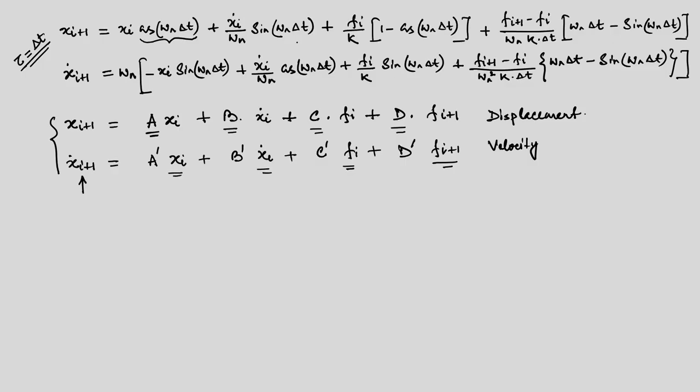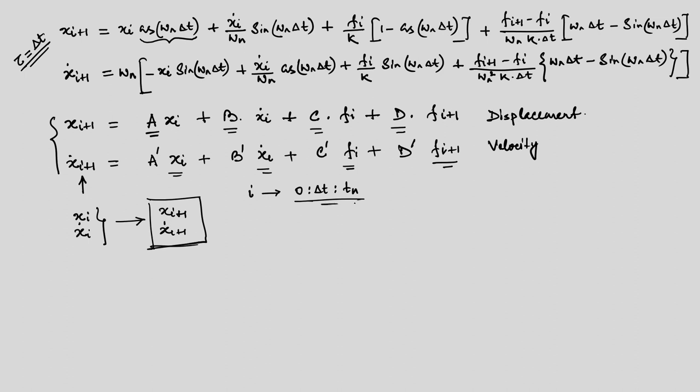So, the takeaway point is, from xi and xi dot, we can easily find out the response at xi plus 1. So, the displacement and velocity. Now, in an iterative fashion, we can start i ranging from say 0 up to tn, the end point, with delta t as the increment, and we can develop the complete solution in an iterative fashion using this code.